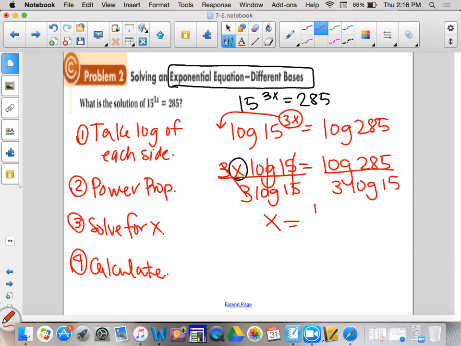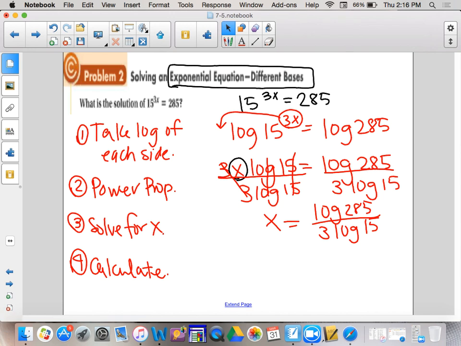On the right-hand side, I have the log of 285 divided by 3 log of 15. So that's what I'm going to put in my calculator: log 285 divided by 3 log 15. Now, here's the thing about using your calculator. If you have a calculator that doesn't have the fraction button on it, you need to make sure that everything on the bottom is in parentheses because you're dividing the top by everything on the bottom. So make sure you tell your calculator that if you're not using the fraction button.